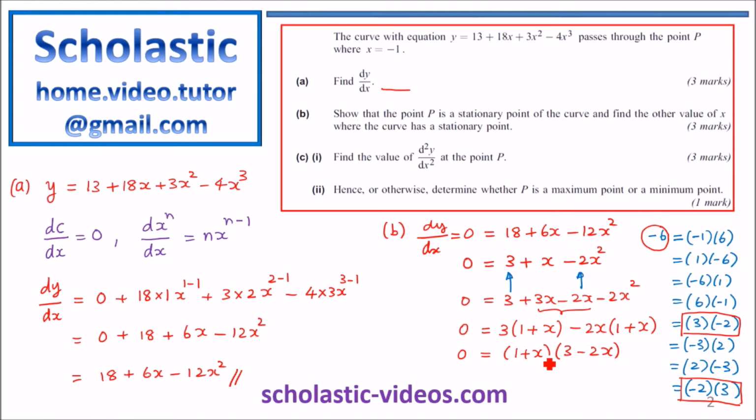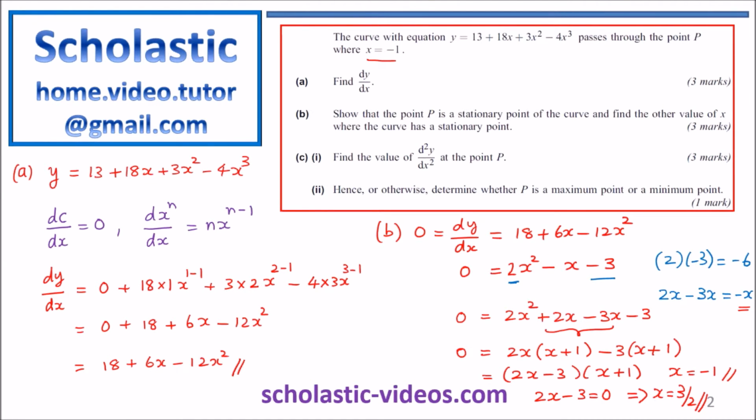That means x equals minus 1, therefore x equals minus 1 is a stationary point. And the next stationary point is where 3 minus 2x equals 0, or x equals 3 by 2, which is the other stationary point.